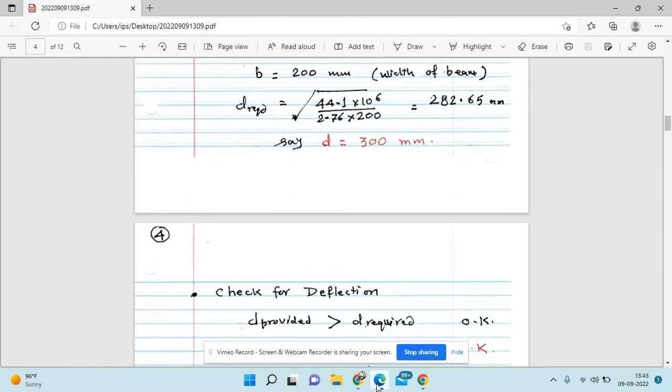Substituting the value of Mu max, R and b, as everything is to be converted into the same unit, we are converting this 44.1 into 10 to the power 6 in kilonewton mm, 2.76 and 200 mm, so it comes out to be 282.65 mm. Rounding it on the higher side, we can call that effective d is 300 mm. This is the required depth.